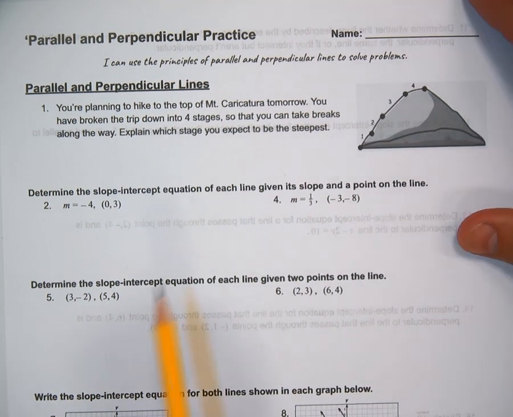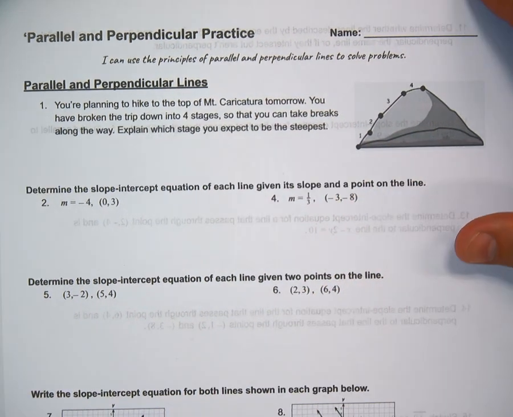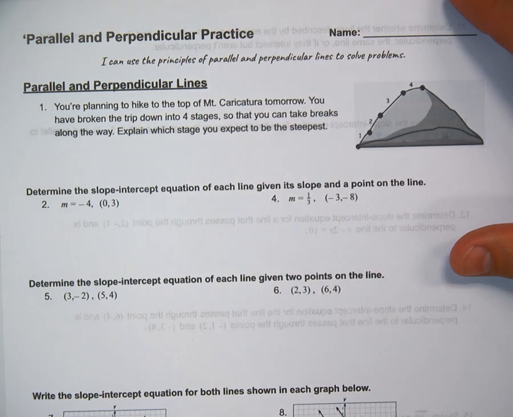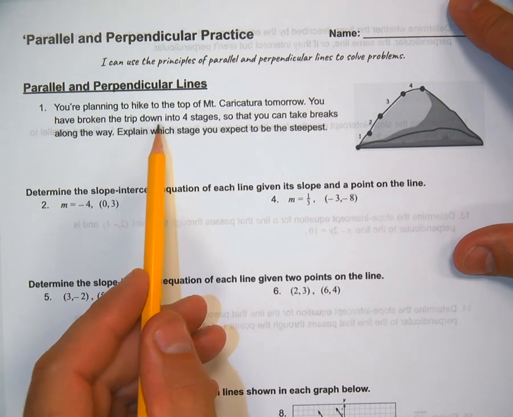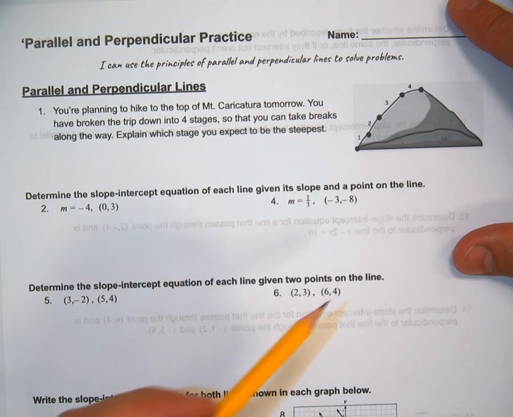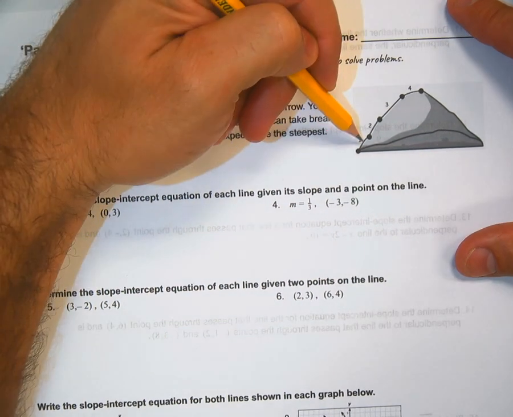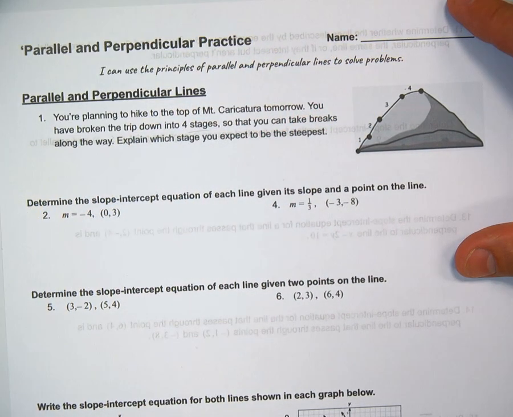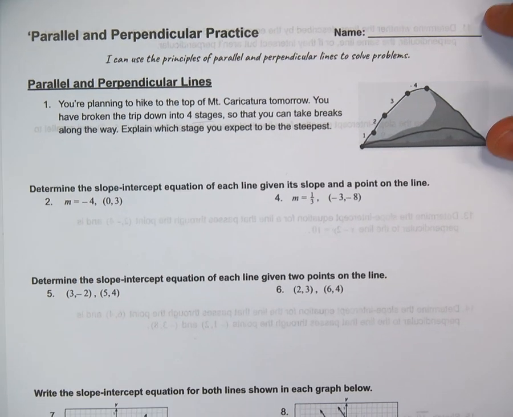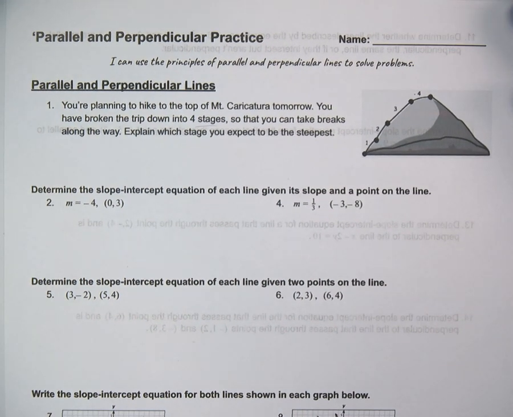So we're going to jump right in with a quick little thought experiment to help us remember how we measure steepness. You're hiking up a mountain, you've broken it up into 4 stages, and I just want to know which stage, 1, 2, 3, or 4, do you think would be the steepest part of your hike? Go ahead and pause now and try to work that out.